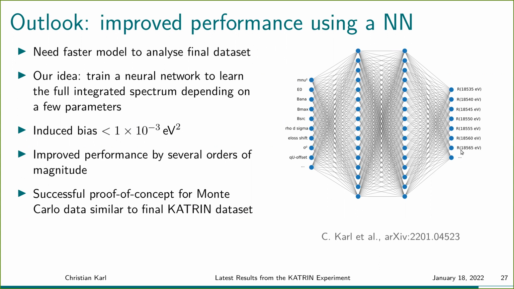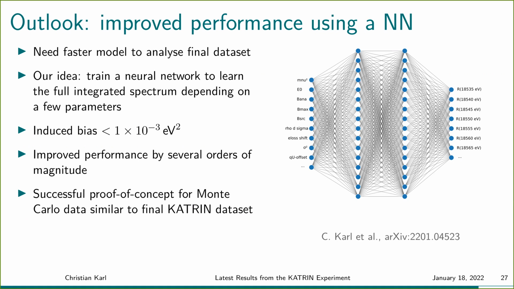And neural networks are, of course, extremely fast, and they allow us, in this case, to interpolate in very high dimensional space. And what we've shown is that the bias induced by this method is less than 10 to the minus 3 eV squared, or less than, let's say, 1/50th of the statistical uncertainty which we expect. And the performance is improved by several orders of magnitude and really makes the final fit feasible, which we've shown in a proof of concept Monte Carlo study. And we've actually also uploaded a paper concerning this on arXiv just last week. So we're quite proud to have achieved this. In case you're interested, you can take a look, and we will submit to a journal, hopefully in the coming weeks.